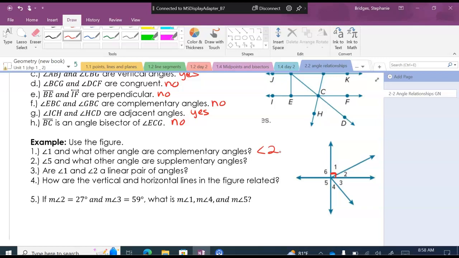Okay. What about supplementary? Those add up to be 180. So angle 5, and what other angle is supplementary? Which other angle with 5 adds up to be 180 degrees? 6. Angle 6, yes, because they form a straight line, linear pair. Exactly.